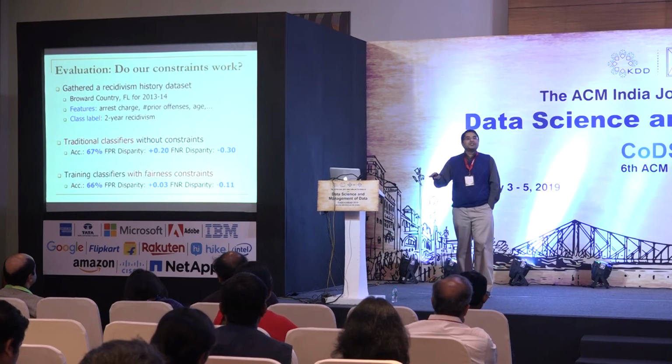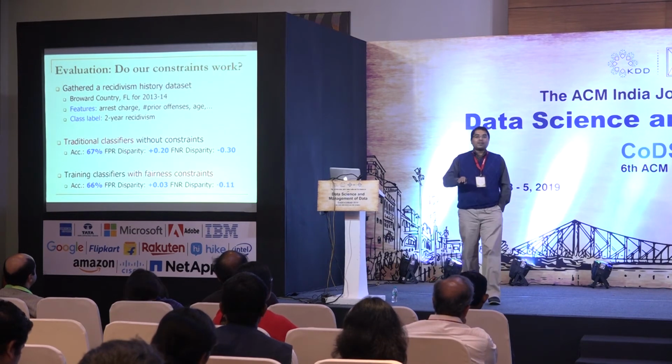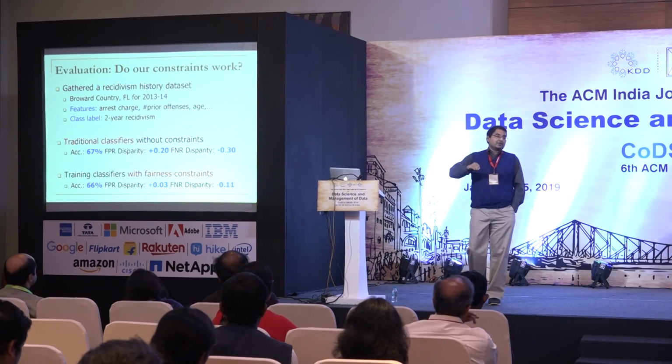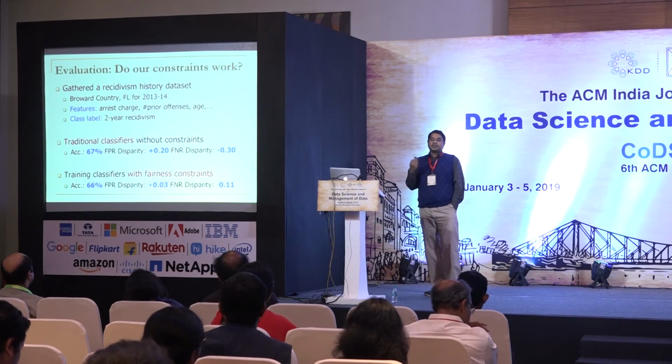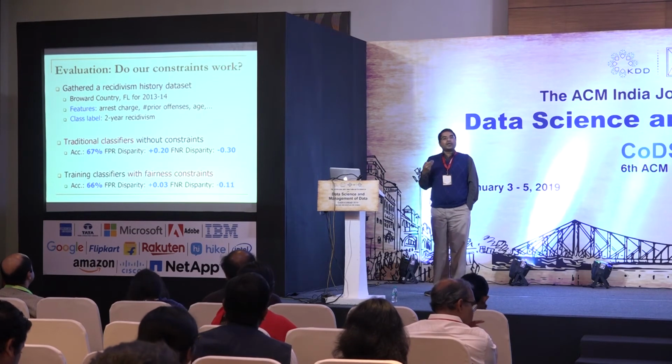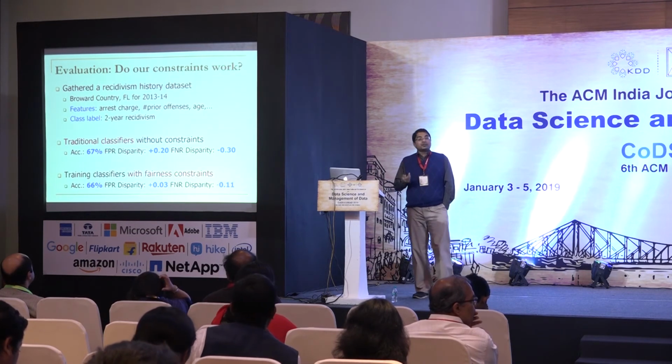But there is no theoretical reason why this should happen. You could well end up having data sets where the decrease in accuracy is significantly higher than what we observed. But this is just a proof of concept to show that these sorts of fairness constraints can actually work.